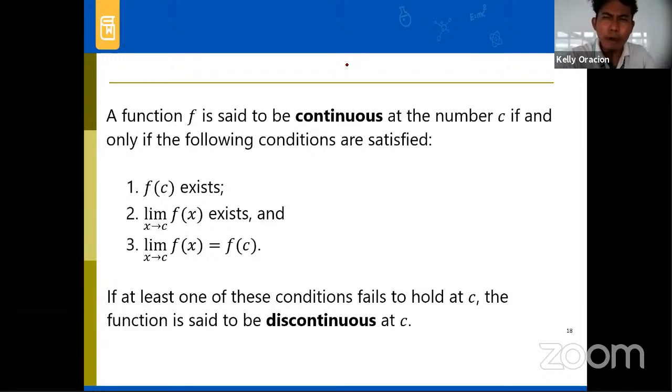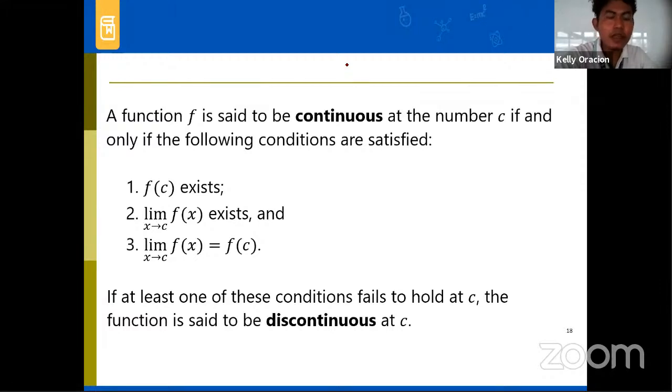Pero pag first condition pa lang gani, wala na nag-exist, conclude diretso na discontinuous. Again, pag first condition wala na siya nag-exist, ayan, conclude already that the function is discontinuous. Hindi na nag-proceed sa step 2 and 3.